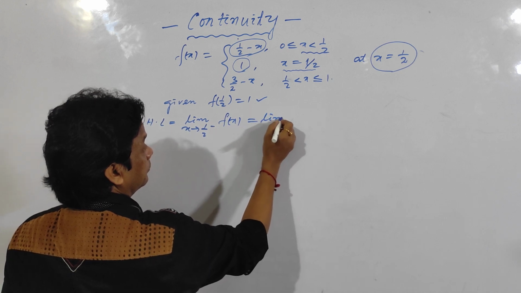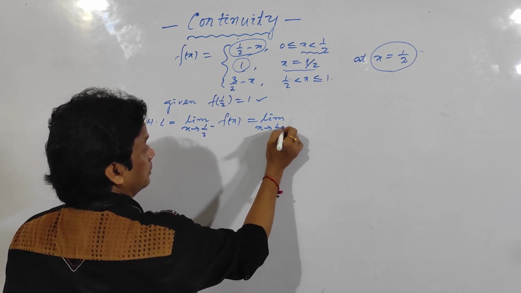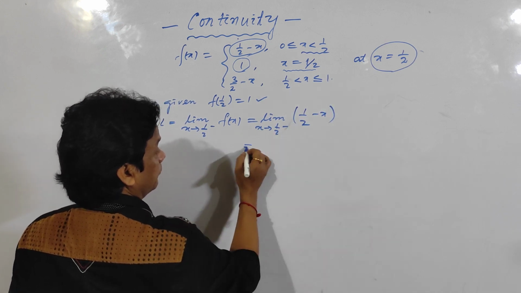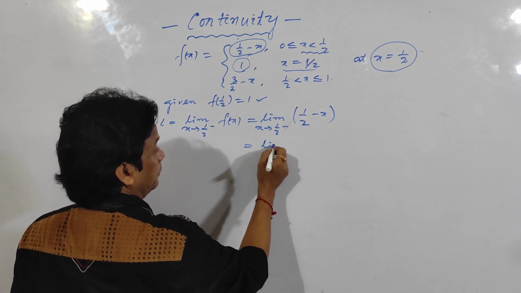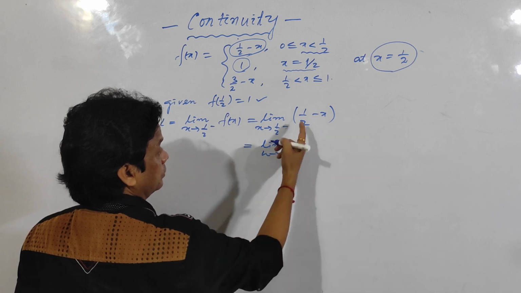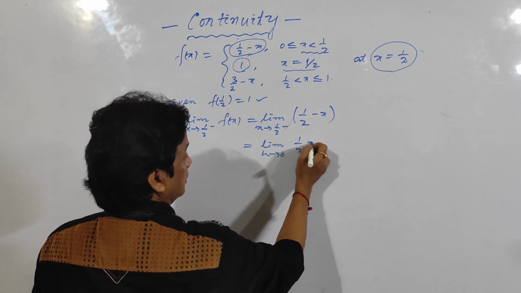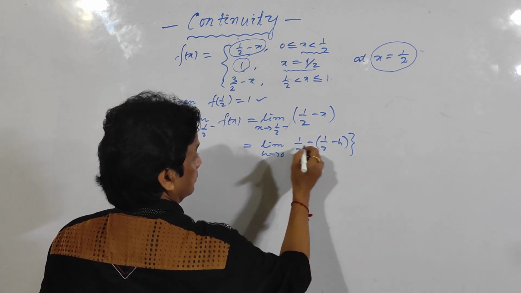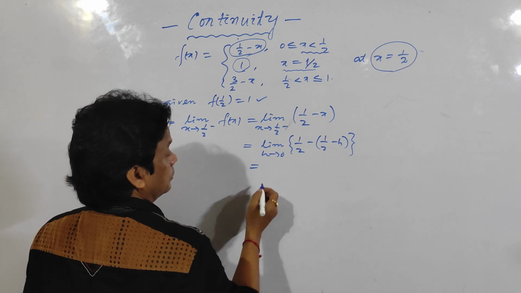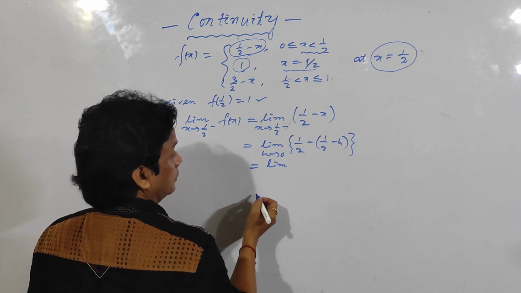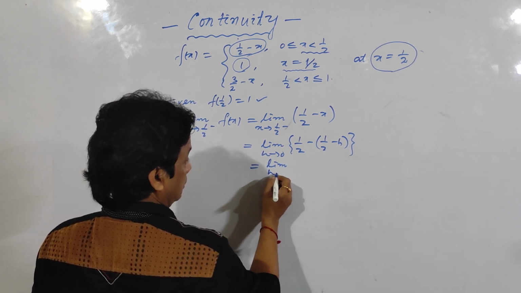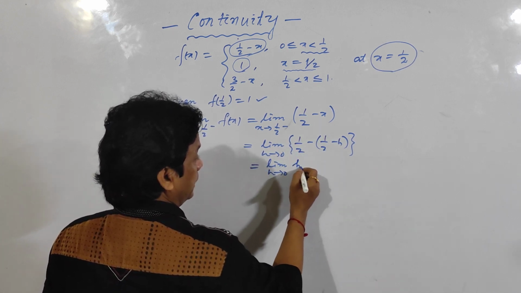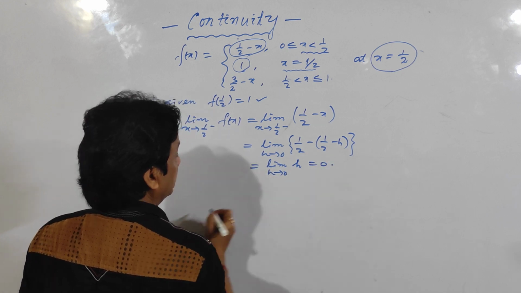So limit x tends to half minus, where the function is half minus x. Put a bracket here always. So now limit x tends to 0. In place of x, write half minus h. Half minus h. Clear? So now limit x tends to 0. Open the bracket. Plus or minus cancel out, so remain h. You will put h is equal to 0, so this will become 0.